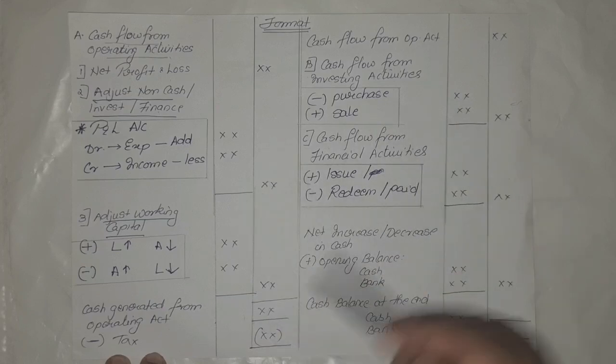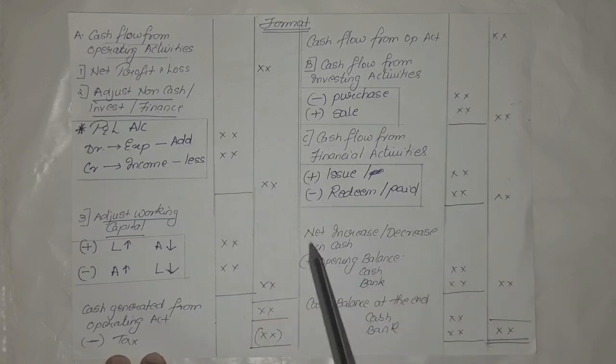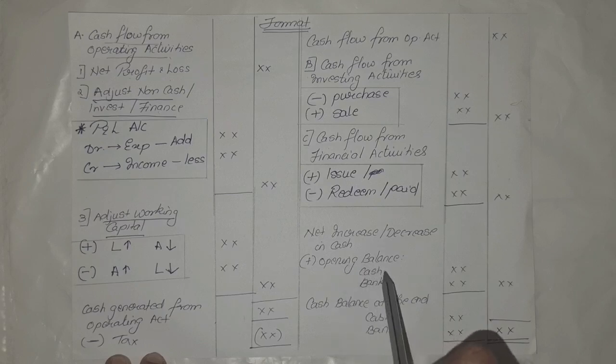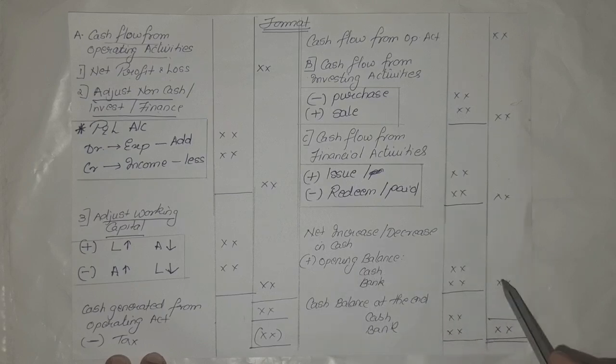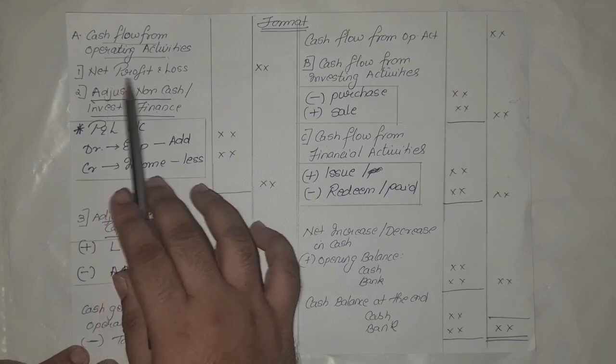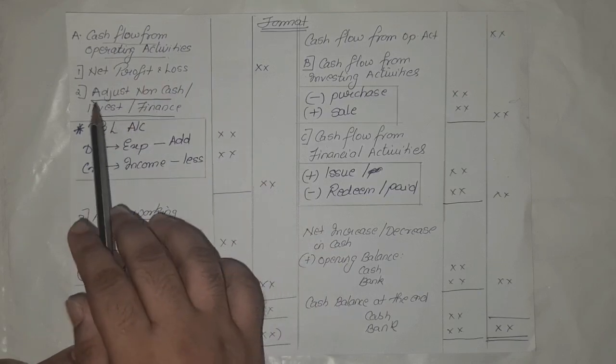When you take up all the totals of all the headers, we'll get either net increase or decrease in cash. You add the opening balance and you will get the closing balance. The closing balance and opening balance are always given in the question. You have to just see that it tallies with the amount whichever they are giving you in the question. Now, remember what all things usually come in each of the headings. First, net profit, that will be directly given in the question.